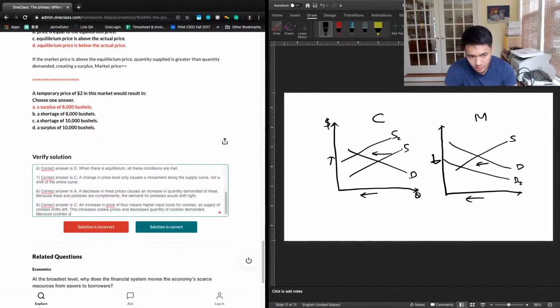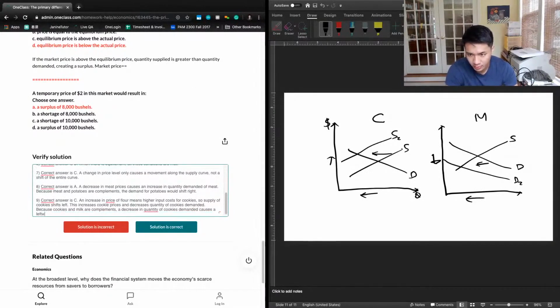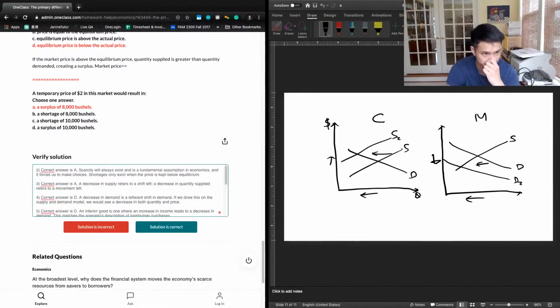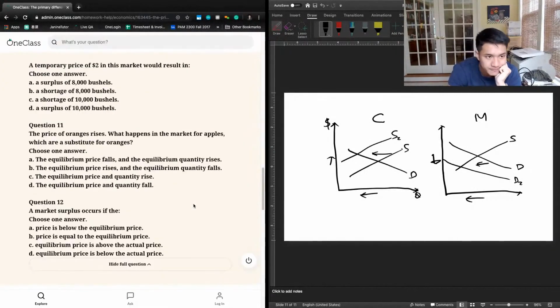Because cookies and milk are complements, a decrease in quantity of cookies demanded causes a leftward shift in milk demand. This ends up causing a decrease in both equilibrium price and quantity on the milk market. Okay. Let's move on to question 10.